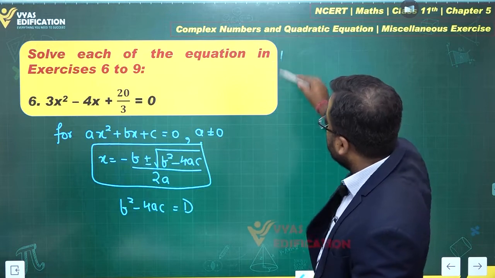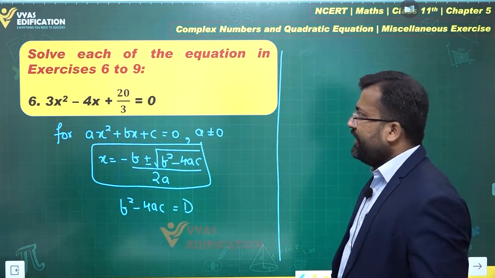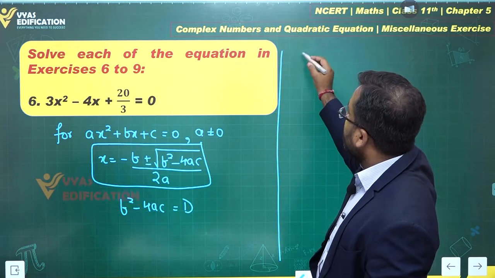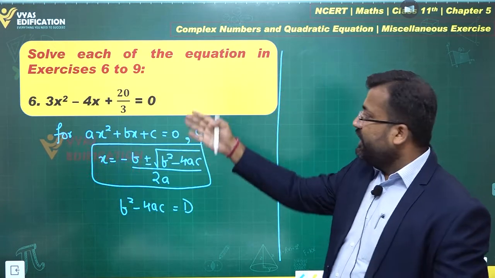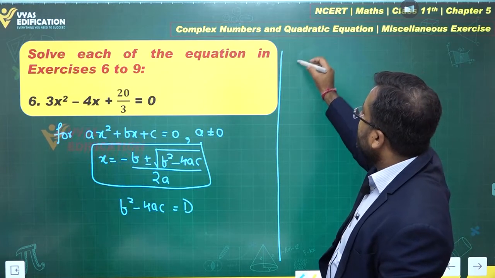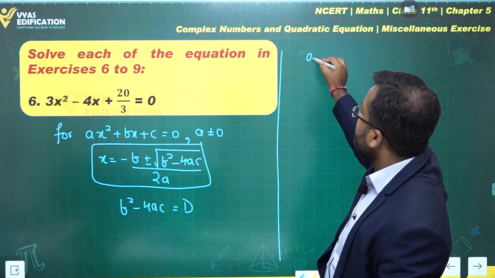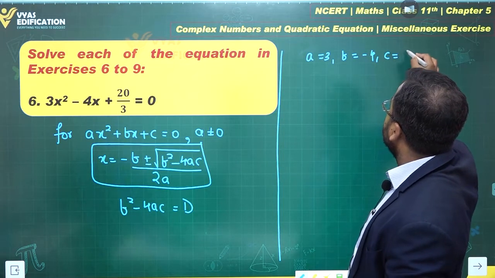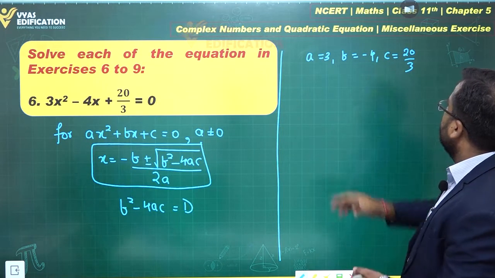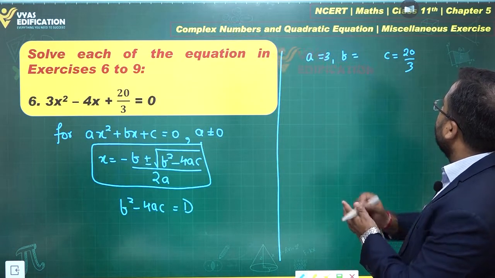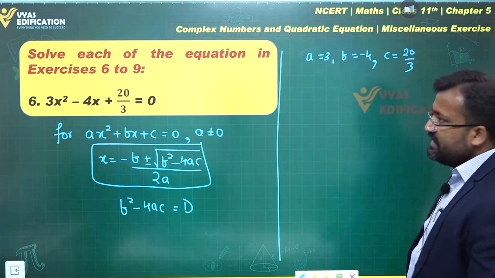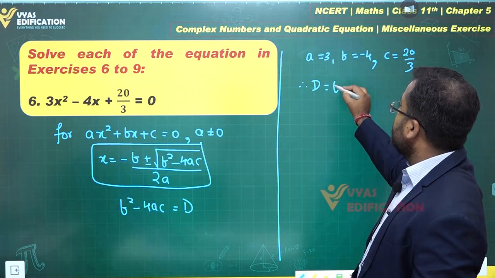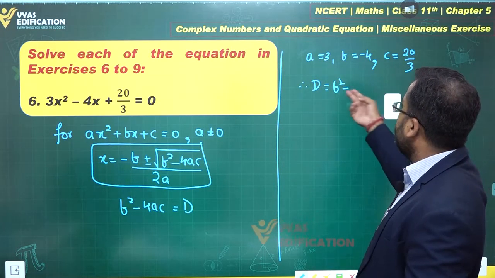Now what do we have over here? We're simply supposed to solve, right? Let's try to solve this. Let us compare this quadratic equation with the given quadratic equation, and therefore what we have is a equals 3, b equals minus 4 and c equals 20 by 3. Therefore, capital D, which is b square minus 4ac, can be found easily.